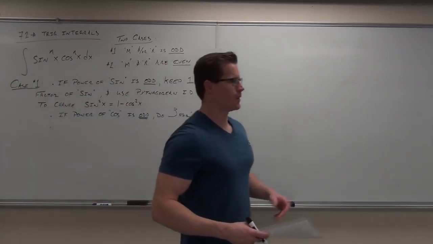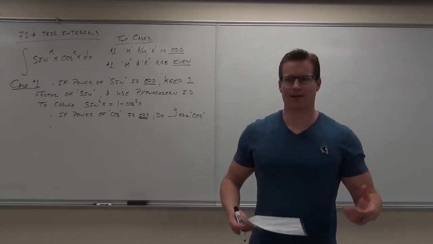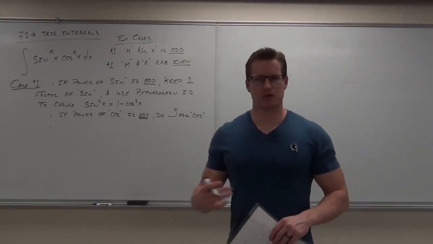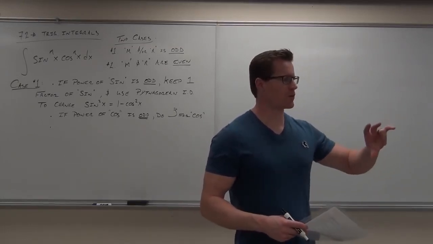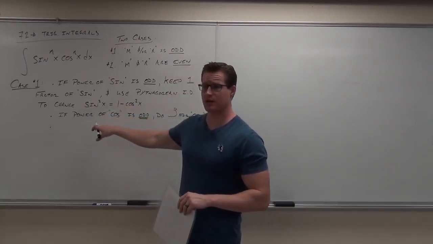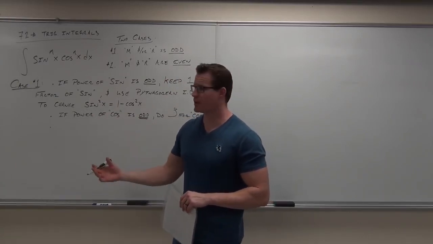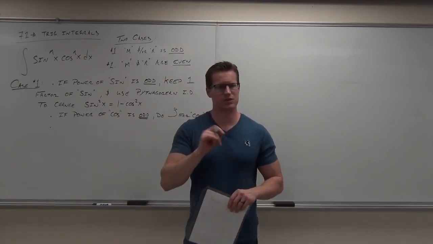Now, what if they're both odd? What would you do if they're both odd? I don't know. Well, use the one that benefits you the most. For instance, pick the smallest power. Let's pick the one that gives you, hopefully, a sine squared or a cosine squared by itself. Does that make sense to you? So we use, I'd say, the smaller power, or use the power that's going to give you something squared.